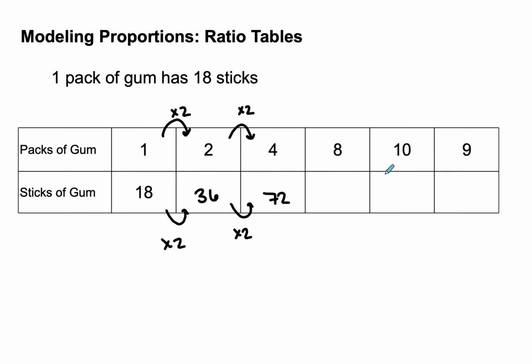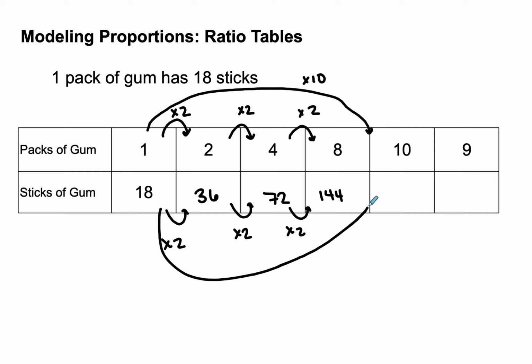Okay. Let's see, from 4 to 8, I could do times 2 again, doubling our amount. Okay, so 72 times 2 would be 144. Here I can't do times 2. That doesn't work. But I can go back to my original one and say, hey, I'm going to compare the 1 now here. That's times 10 on the top. So I can do times 10 on the bottom.